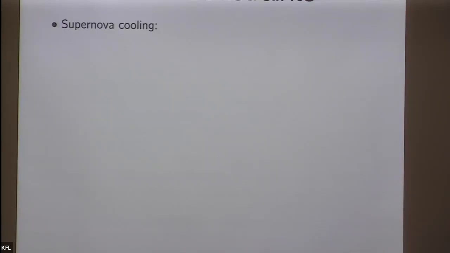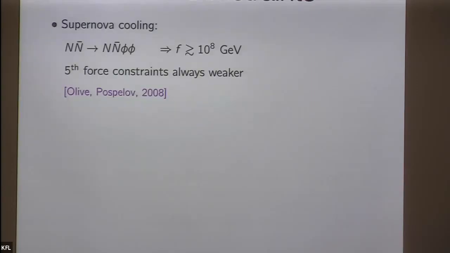One of them is star cooling. The strongest constraints come from supernova cooling, from something like this. This is a homegrown Minnesota paper, and it's very nice. It gives the constraints on this. If you translate their constraints to our parameters, they just tell you that F has to be bigger than 10 to the 8 GeV.